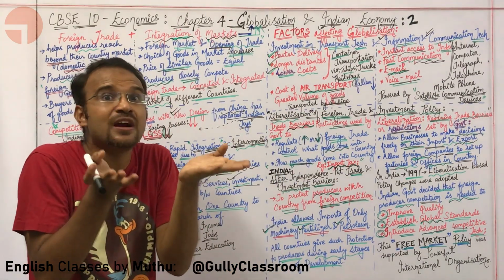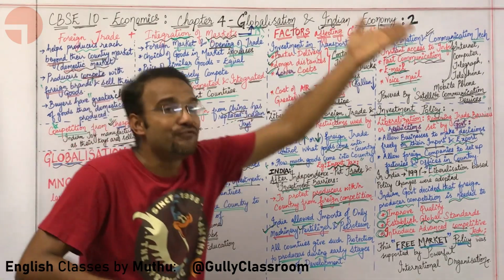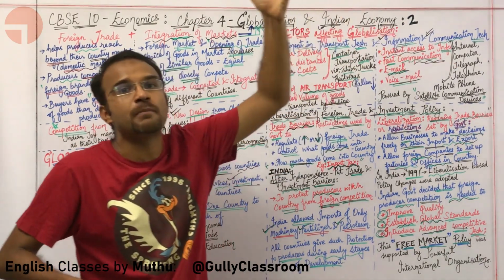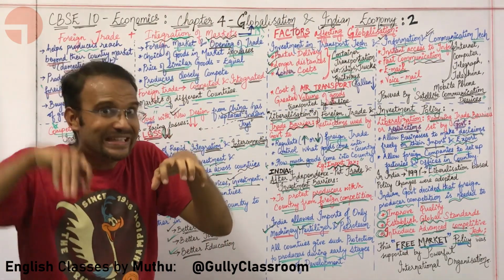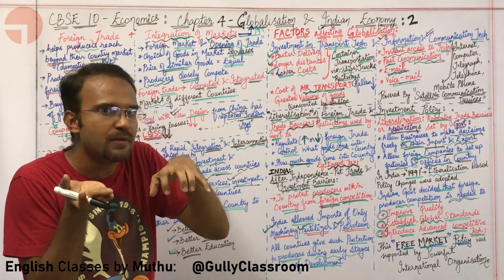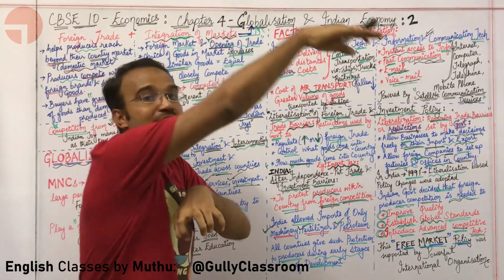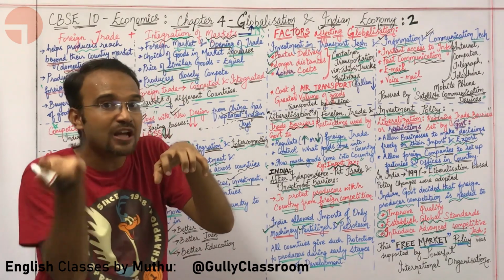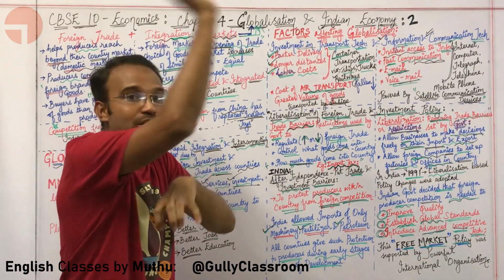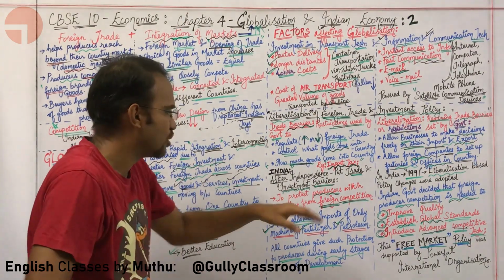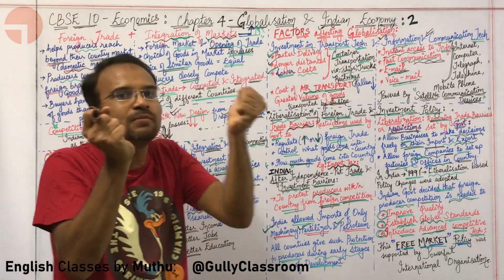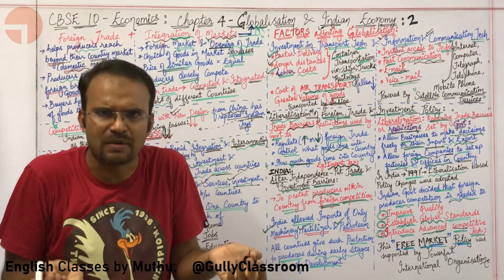It is freeing up the market so that the foreign companies will be able to come and sell their goods over here, and Indian companies will also be able to take their goods and sell it in foreign markets. Okay, this is called free market policy, because you are freeing the market.